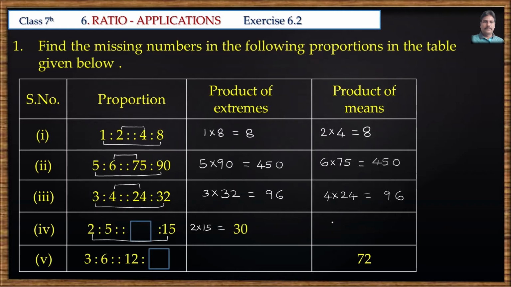So what is that number? In order to find this one, we have to divide this product by the mean 5. Divide 30 by 5. You will get 5 6s are 30. The remainder is 0. So that number must be 6 to get the product 30.